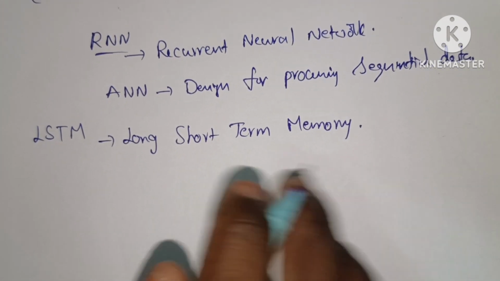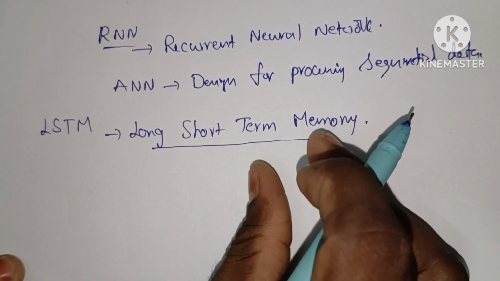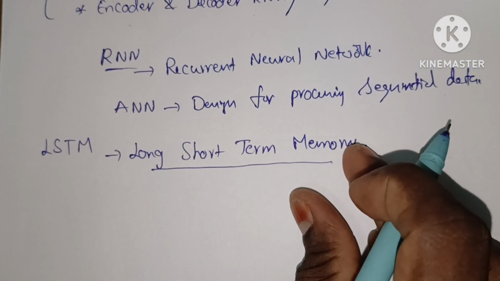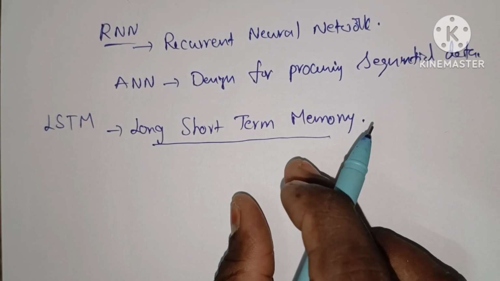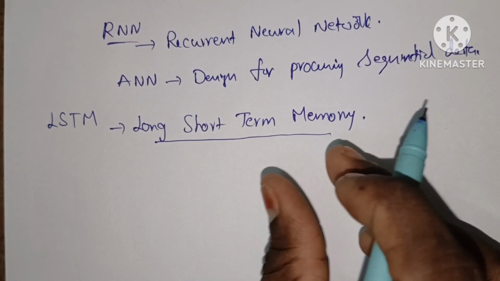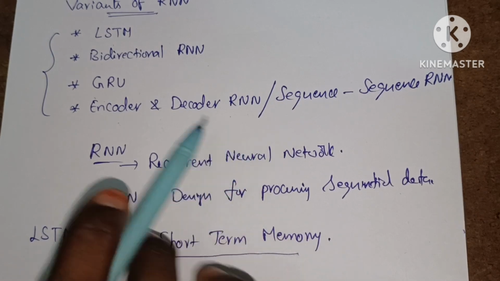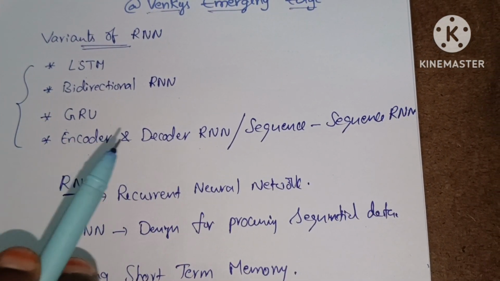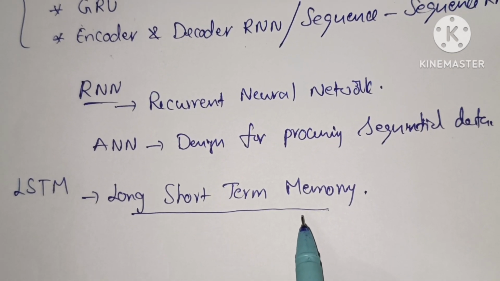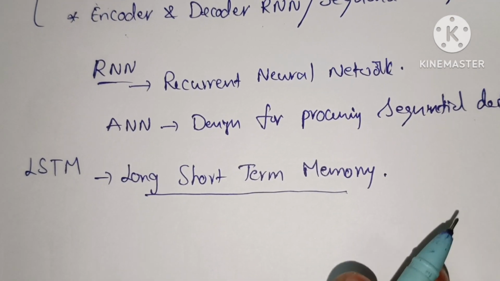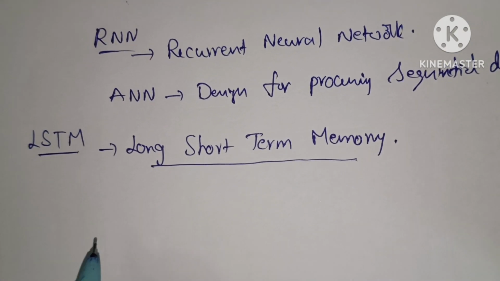Is it clear? So LSTM is one of the solutions to problems from RNN. We are facing some problems in RNN like the vanishing and exploding gradient. Those problems can be solved by using these variants. Is it clear? So that's why LSTM is one of the resolved problems in RNN. Okay. Now let's discuss how LSTM is applied.